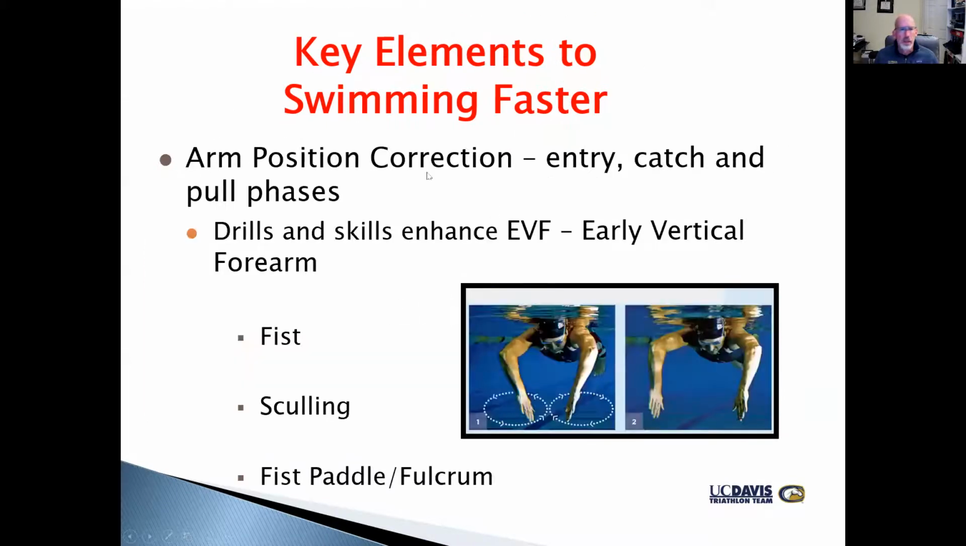Okay. All right. So some of the ways that you can correct your arm position as it relates to improvements, not only for drag but it'll also help improvement in other ways as well, for the entry, catch, and pull phases we just covered, is really focused around this idea of the early vertical forearm. And that's this position here where as you start to take a stroke, you have this drop of the forearm and hand out in front of you so you can pull quicker and easier.